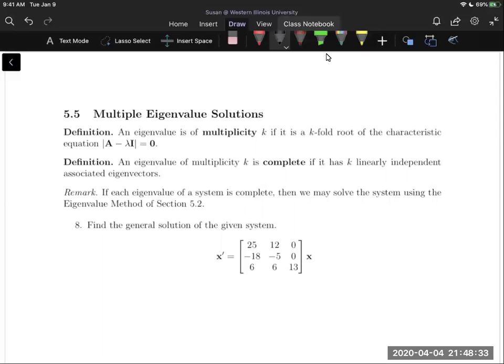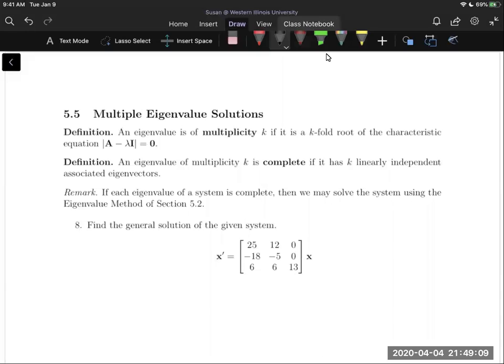In section 5.2, we discussed how we can find solutions via the eigenvalue method, assuming we have either distinct real eigenvalues or we have complex eigenvalues. In this section, we talk about if we have repeated eigenvalues and what happens if we do not obtain n linearly independent eigenvectors. So let's take a look here. To begin with, we need to talk about what it means to have higher multiplicity. So an eigenvalue is of multiplicity k if it is the k-fold root of the characteristic equation as stated.